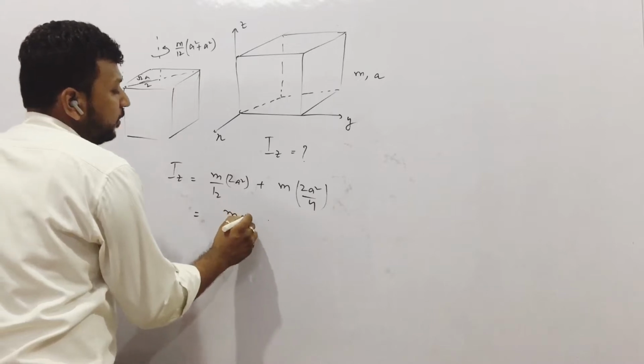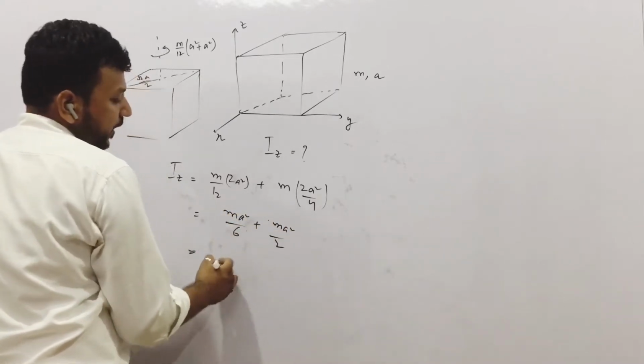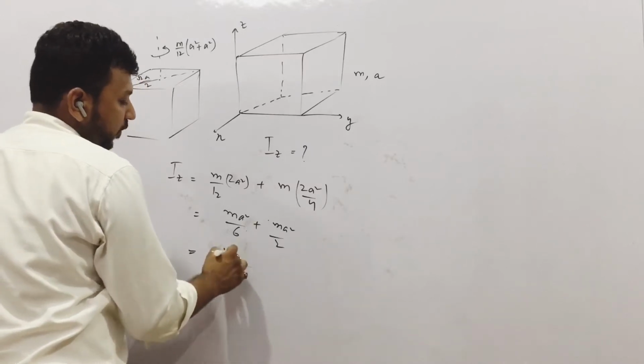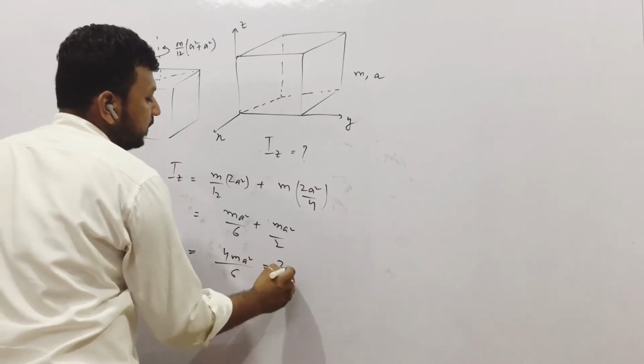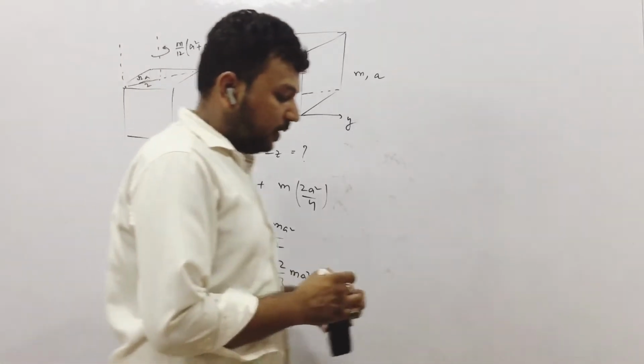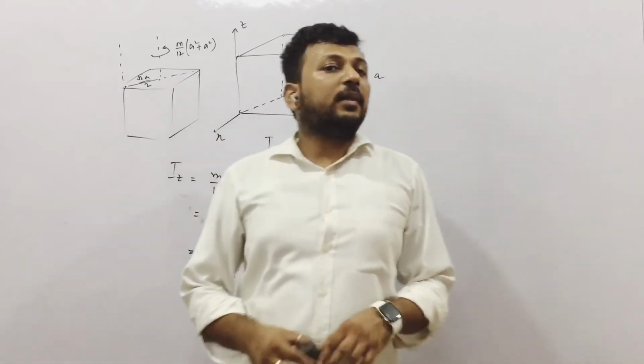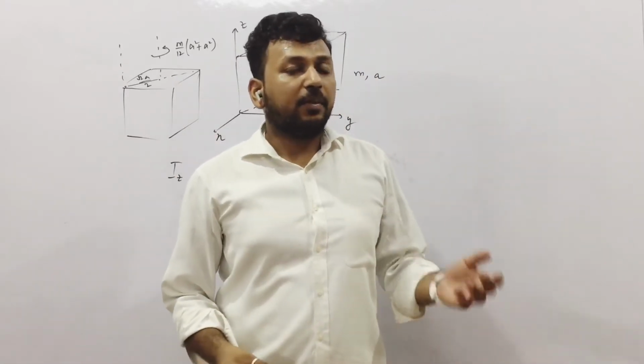So this is Ma square by 6 plus Ma square by 2. So how much is that? 1 plus 3 over 6, that is 4 over 6, so it is 2 by 3 Ma square. Very simple question, right? We need to know the moment of inertia for the central axis, then the parallel axis theorem is applied. That's it.